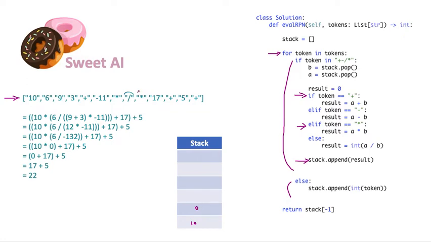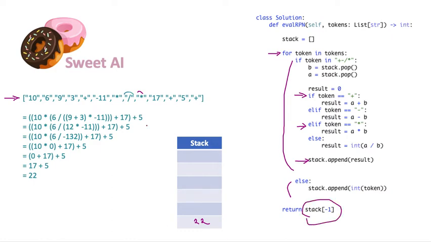And then we keep iterating. Now we have multiply. We are going to pop 0 and 10 and multiply them, which is going to result in 0, and put it in the stack. And then we have 17, we are going to add it in the stack. And then we have plus, so we are going to pop these two numbers and sum them up, which results in 17. And then we are going to add 5 there, and then we see another operand. So we are going to pop these two and sum them up, which is going to result in 22. And we are going to return the last element of the stack as a result.